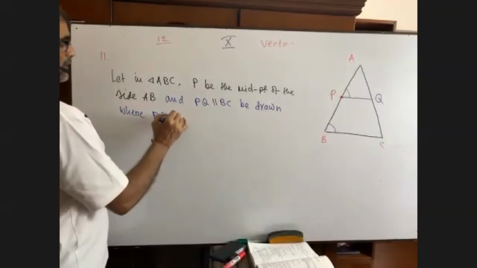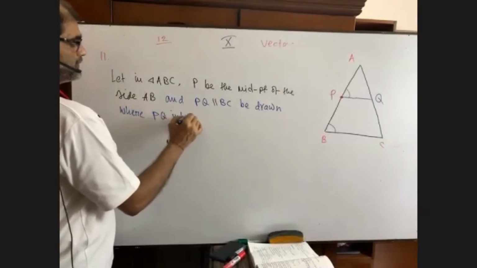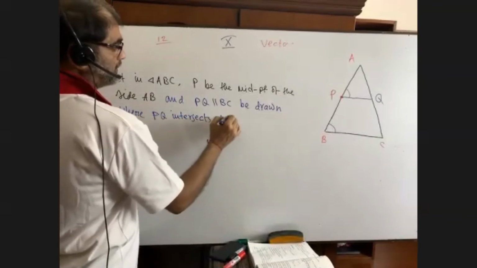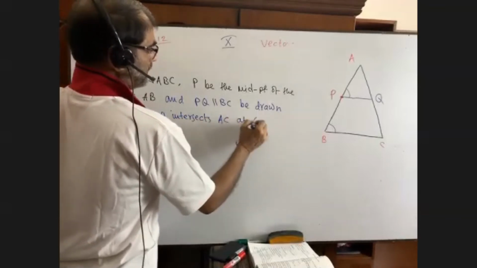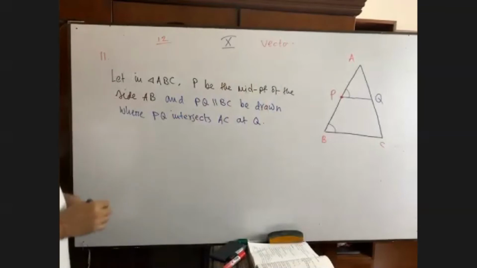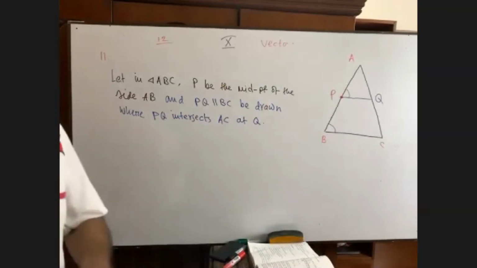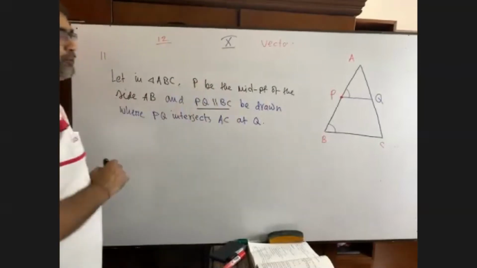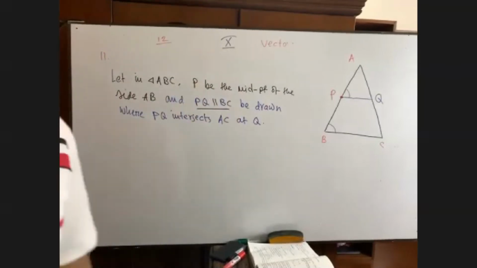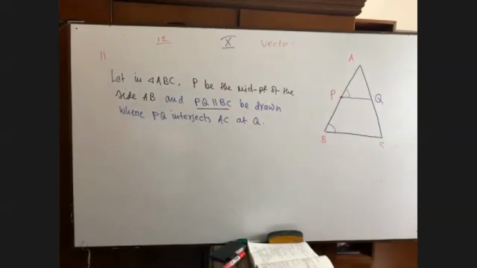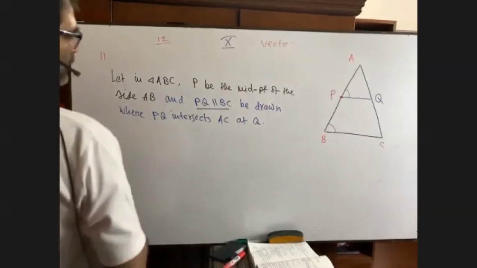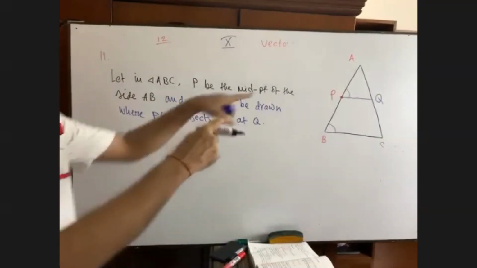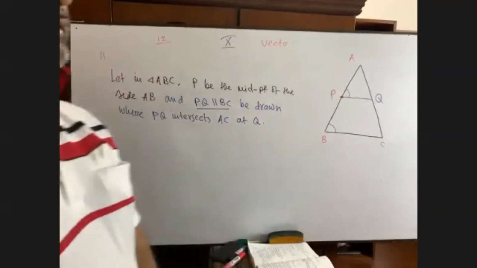PQ intersects, not bisects, intersects AC at Q. Can you please tell me, for the previous math, we had to prove this: PQ parallel BC. Please, can you remember? Can you recollect your memories? In the previous math, we had to prove that they are parallel. But in this question, they are parallel, it is given. So what is to prove?